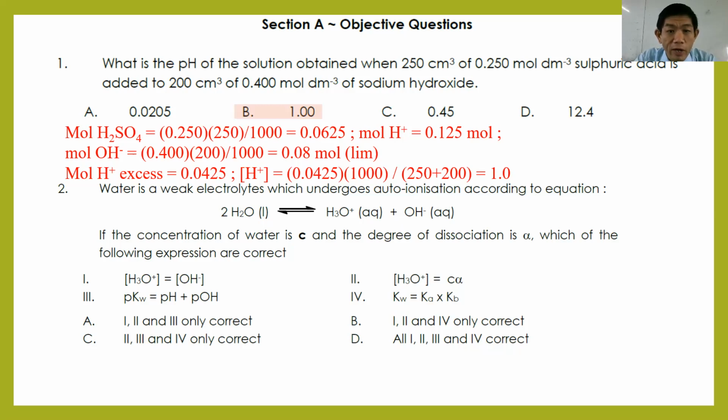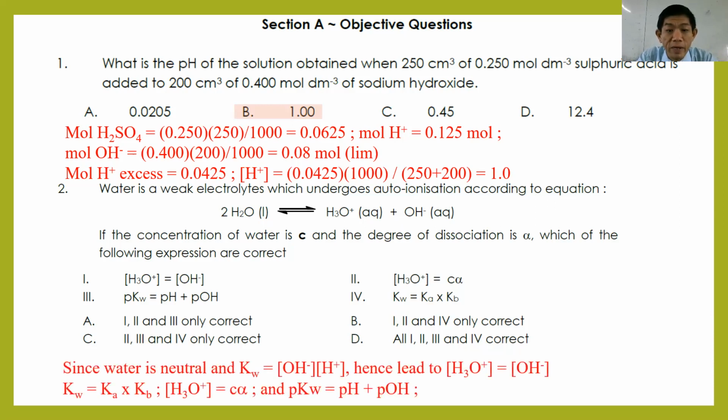So number 2, water is a weak electrolyte which undergoes autoionization according to the equation below. 2H2O gives H3O+ and OH−. If the concentration of water is C and the degree of dissociation is alpha, which one of the following expressions are correct? So because water is neutral and Kw equals OH− times H+, this will lead to H3O+ equals OH− for a neutral solution. And through certain expressions, if you already noticed previously, you can eventually get Kw equals Ka times Kb, and H3O+ equals C alpha, and pKw equals pH plus pOH. So in here, all the 4 equations can be derived from this expression of the ionic product of water. So all 1, 2, 3, 4 are correct.